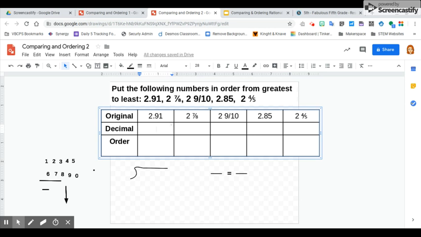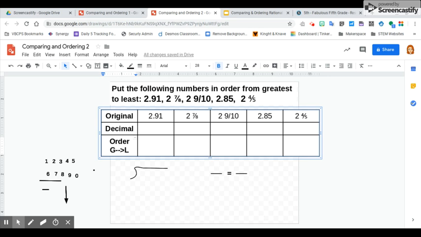Now, I also see in the directions that it says to put them in order from greatest to least. So underneath the word order down here, I'm going to write G, and then I'm going to put an arrow and L, so that I know that the greatest number has to come first, which means the biggest number of these 5 needs to come first.